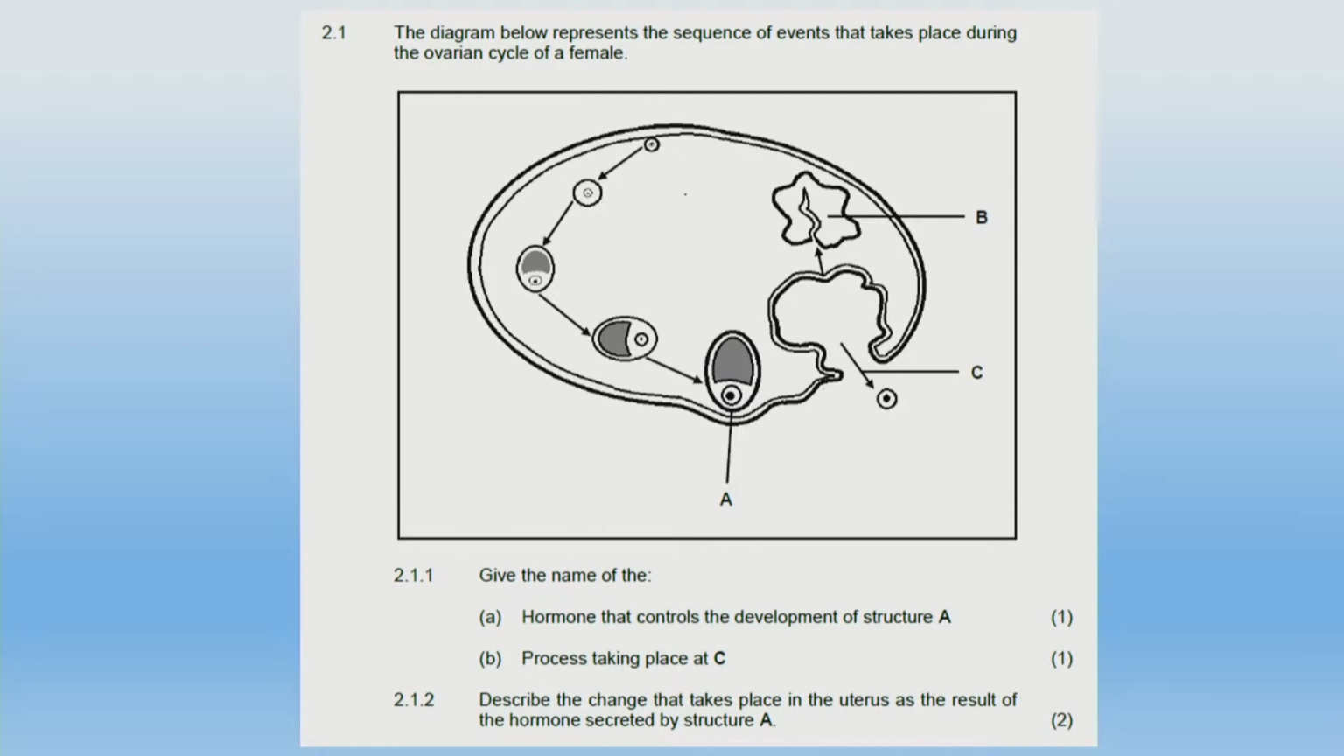2.1.2, describe the change that takes place in the uterus as the result of the hormone secreted by structure A. And what is the name of that hormone? That is estrogen. So it will cause the endometrium to become thicker, more glandular, or more vascular. Or it will become thicker with glands and blood vessels.